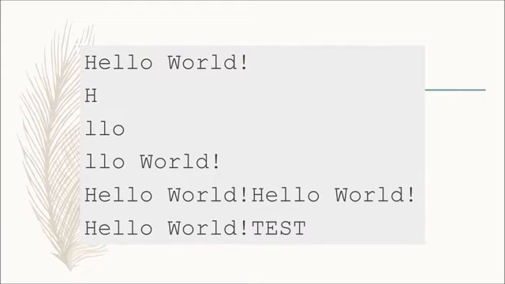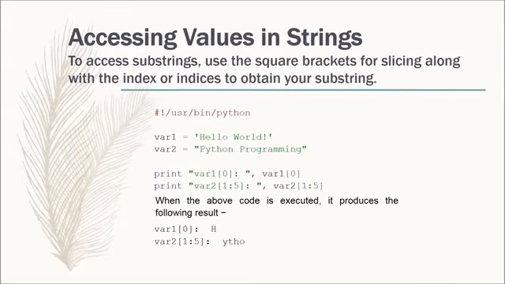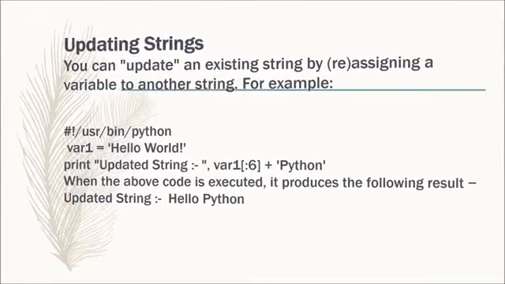Okay, now we're going to access values in strings. Python doesn't support a character type; these are treated as strings of length 1, thus also considered substrings. To access substrings, use square brackets for slicing along with the index or indices to obtain your substring. For example, this figure. You could also pause the video again for this figure. And this will be the result of that code.